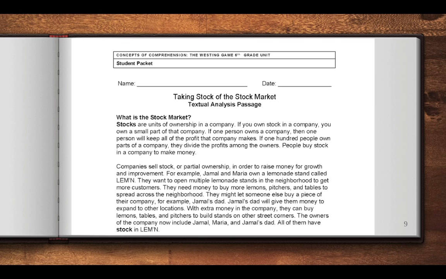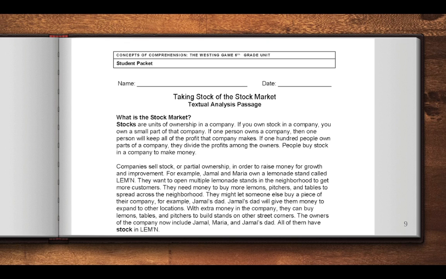People buy stocks in a company to make money. Companies sell stock, or partial ownership, in order to raise money for growth and improvement. For example, Jamal and Maria own a lemonade stand called Lemon. They want to open multiple lemonade stands in the neighborhood to get more customers. They need money to buy more lemons, pitchers, and tables to spread across the neighborhood. They might let someone else buy a piece of their company.